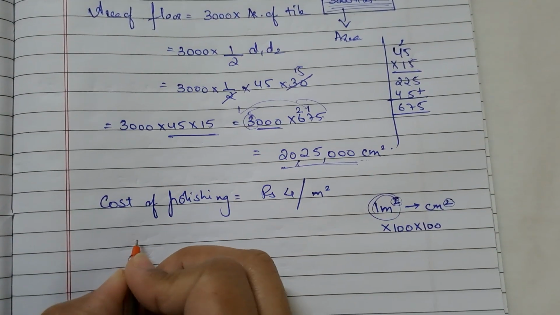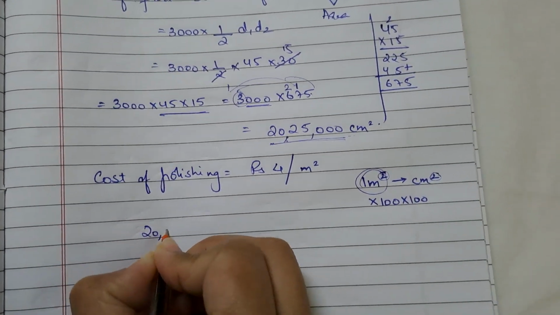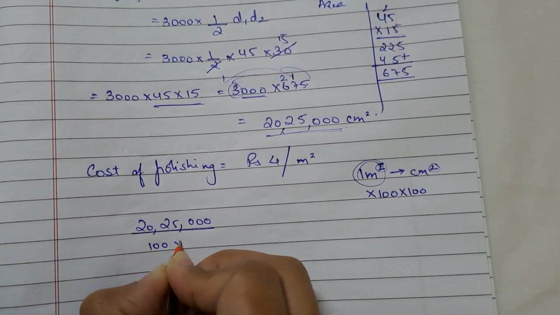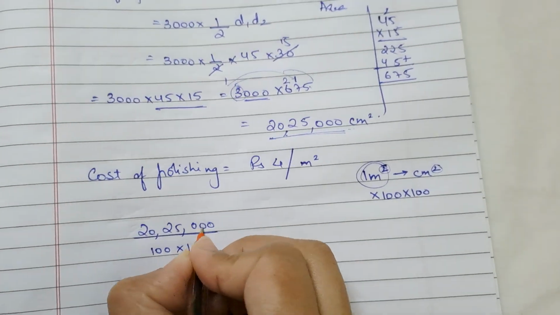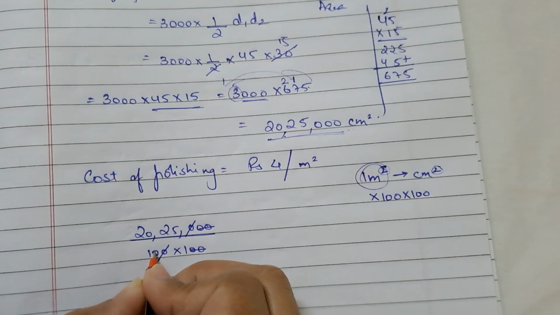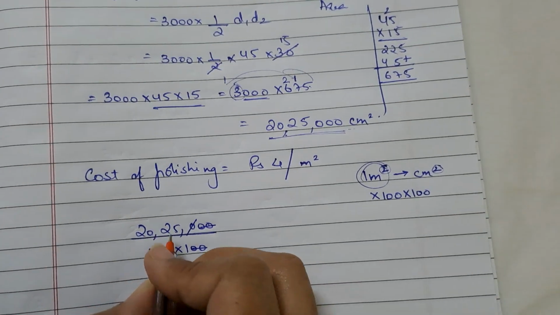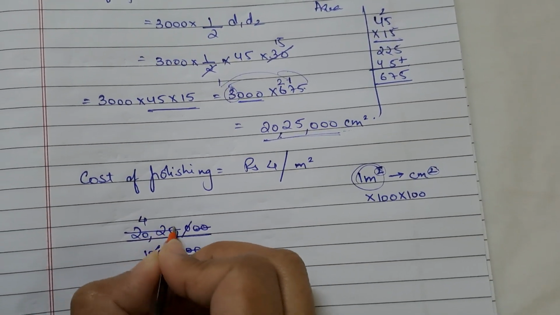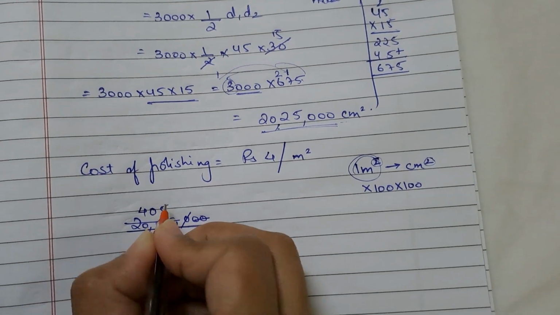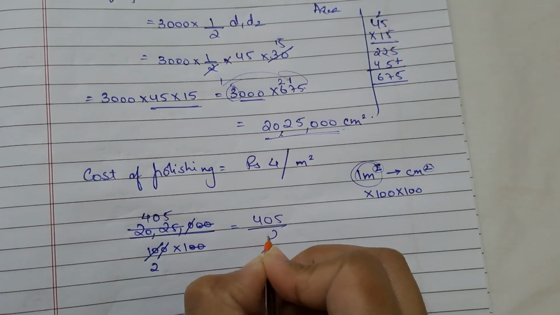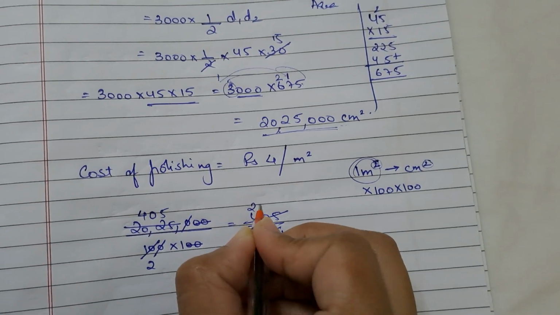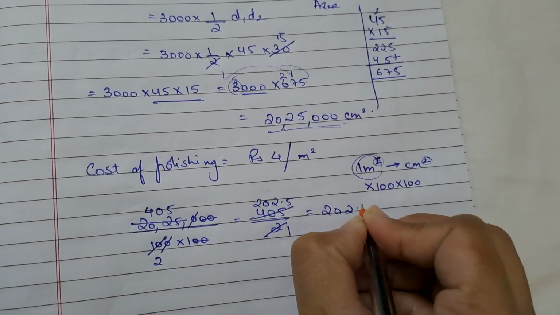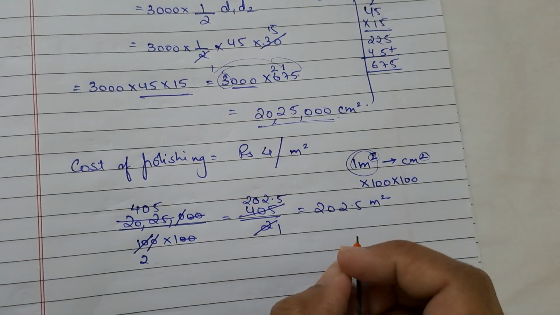So the conversion will be 20 lakh 25,000 divided by 100, and again divided by 100. So these two zeros are gone. This 0 is gone. With the 5 table it can go. 2 times it will go, 4 times it will go, and then I'm taking 2 digits together, so I need to put a 0 here, and 5 times it will go. So 405 by 2, that gives 202.5 meters square is the area of the floor.